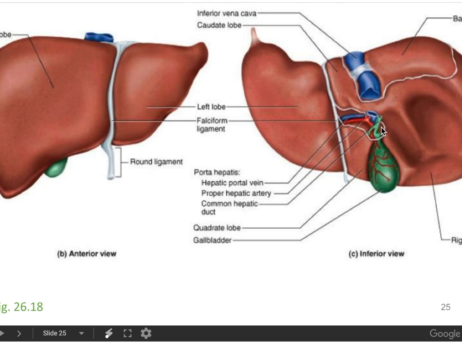So where things are entering and exiting the liver is called the porta hepatis. So the 3 different parts of the porta hepatis is this vessel right here, which is the hepatic portal vein. And then we have the hepatic artery proper. And then here we have the common hepatic duct. So those 3 structures are coming in and out of the liver in the porta hepatis. And I'll show you this in another view.